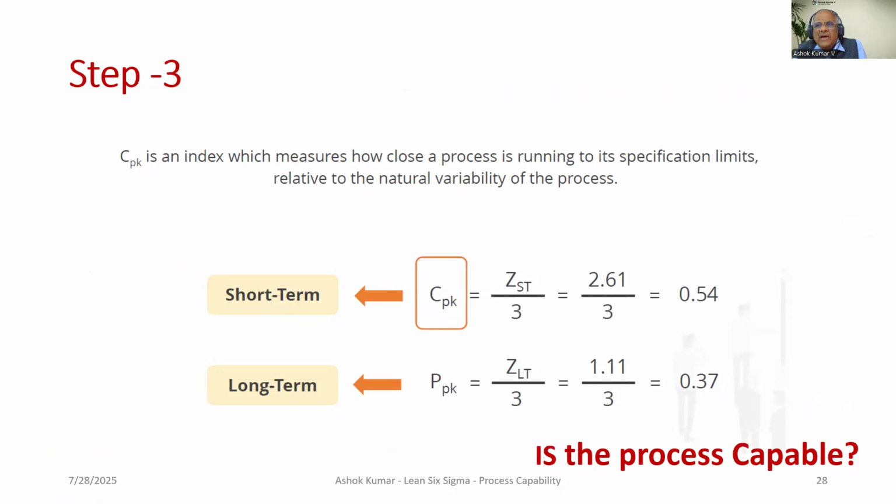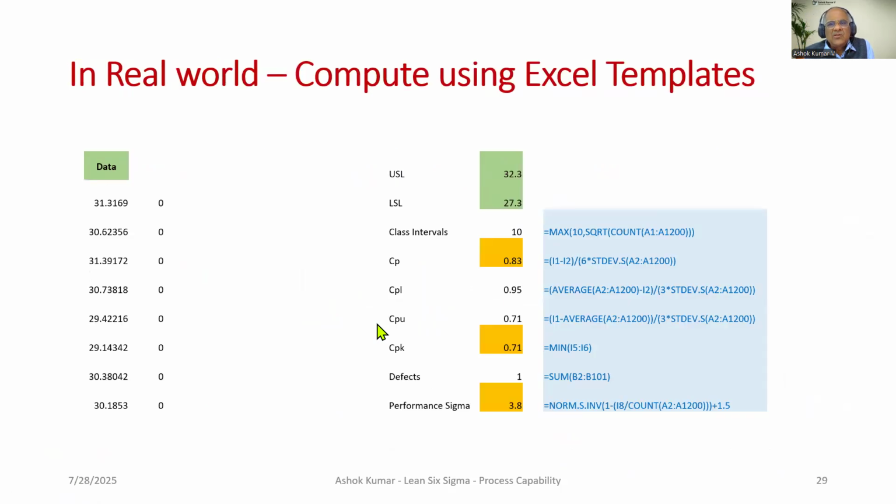So normally the practitioners use Microsoft Excel or Minitab. But if you are a green belt or a black belt, you should understand what the Excel sheet or the Minitab does for you. So let us look at Microsoft Excel.